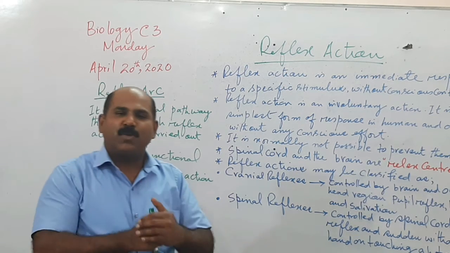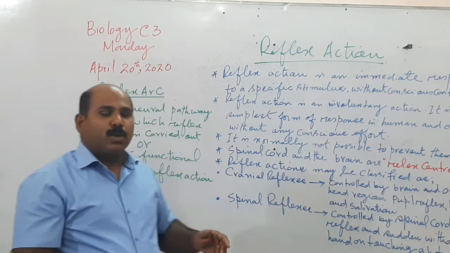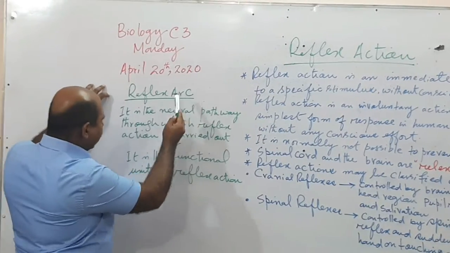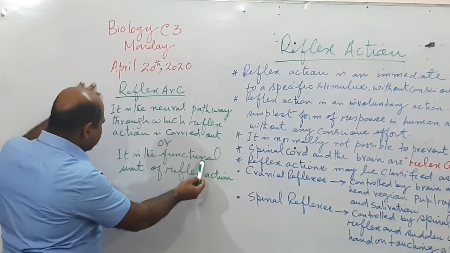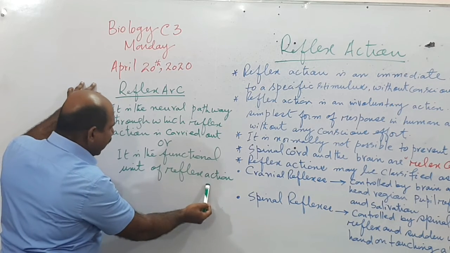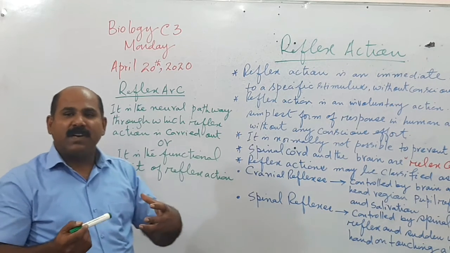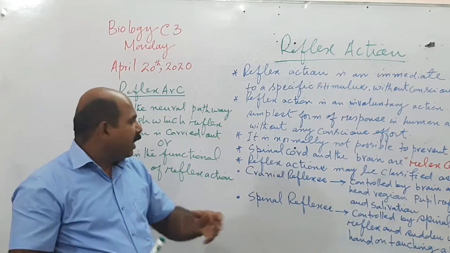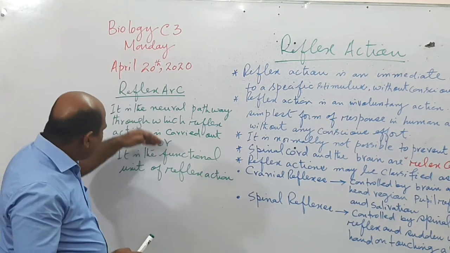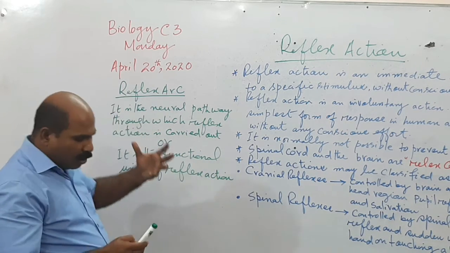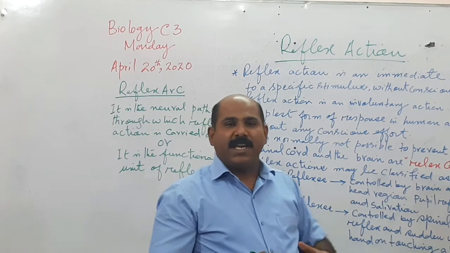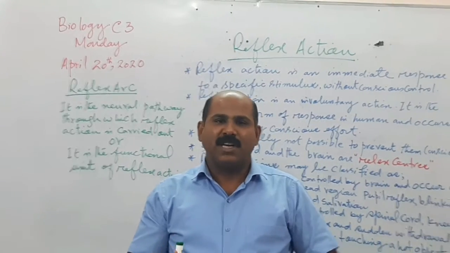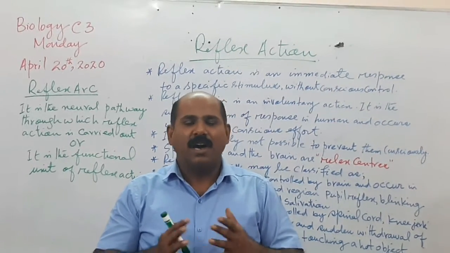Neural pathway means nervous pathway through which the reflex action is controlled, and the reflex arc is also known as the functional unit of reflex action. Like how the reflex action is working, the working of the reflex action is controlled by the reflex arc. All the reflex actions are taking place with the help of the reflex arc.